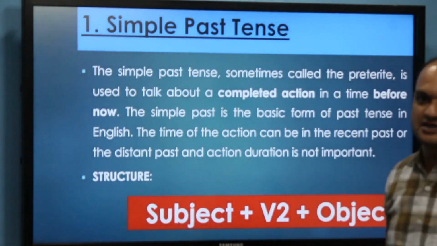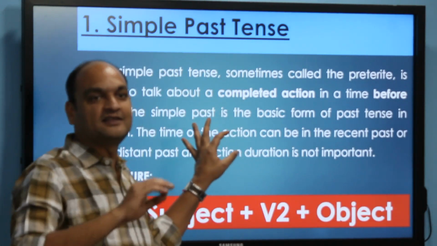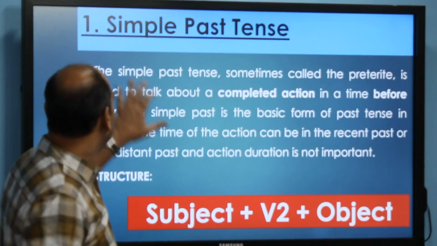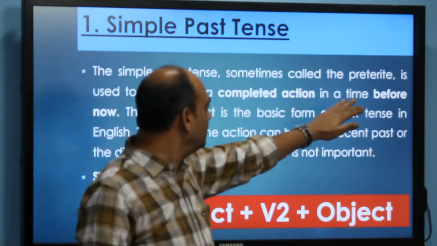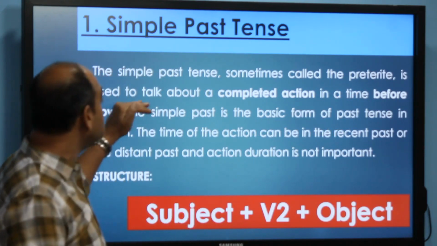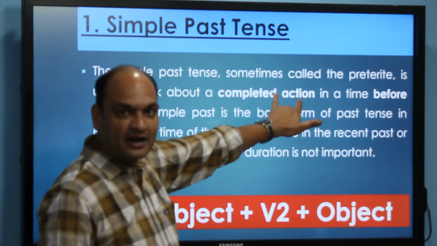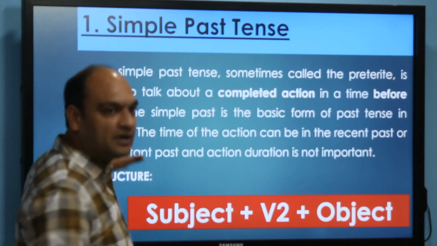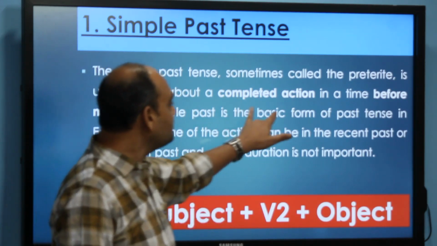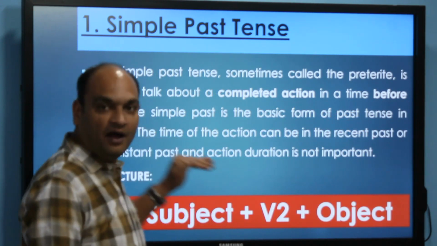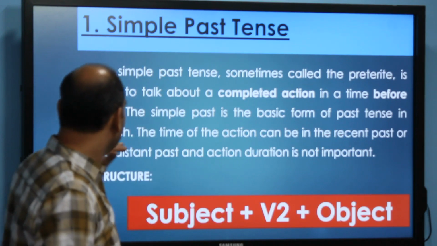Simple past tense. Try to understand, my dear students. If you understand this, then the grammar will be easy for you. The simple past tense, sometimes called the preterite, is used to talk about a completed action. It is about a completed action in a time before now. Just remember, completed action in a time before now. So the simple past is the basic form of past tense in English.